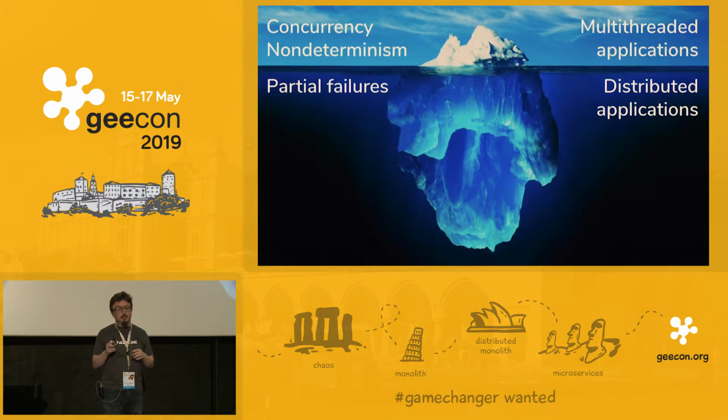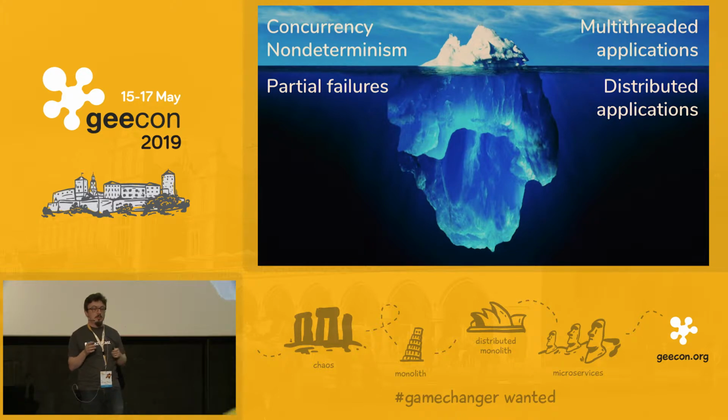And we use these primitives to deal with concurrency and non-determinism while we are developing multi-threaded applications in the JDK ecosystem. If we compare multi-threaded and distributed applications, we see that these two challenges exist in both of them, right? We can run our threads in the same process or in different processes. In both cases, we have concurrency and non-determinism. And in distributed applications, there is also another challenge that does not exist in multi-threaded applications, that is partial failures.